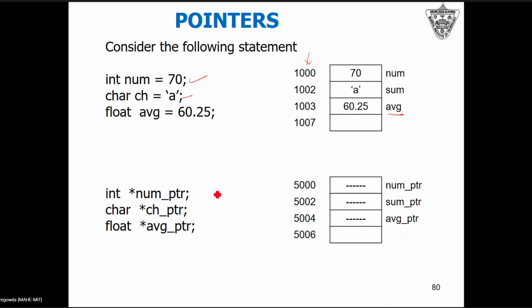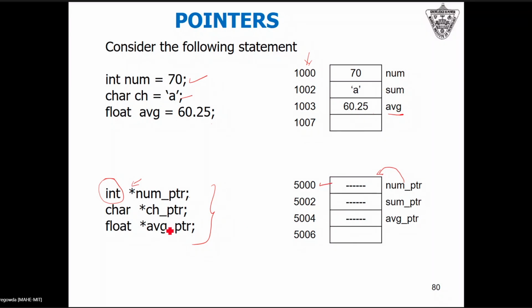Let us consider these three statements. What exactly happens? int *numptr. Okay, so numptr is a variable of type pointer. It is created to hold the address of integer data types. It means that space for this numptr is allocated in the memory. The numptr is nothing but the symbolic name for this location, whose address, for example, is 5000.